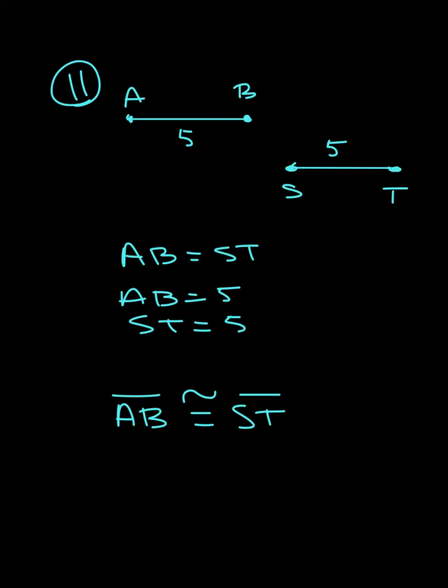Number 11, we have a similar situation. We're going to work with notation, this time with segments. So I can see in my diagram that segment AB has a value of 5, and so does segment ST. So I can state that AB is equal to ST. Notice because I have an equal sign, I don't have that segment bar on top. I can also say AB is equal to 5 and ST is equal to 5. Again, because I have that equal sign, I do not have a segment bar on top.